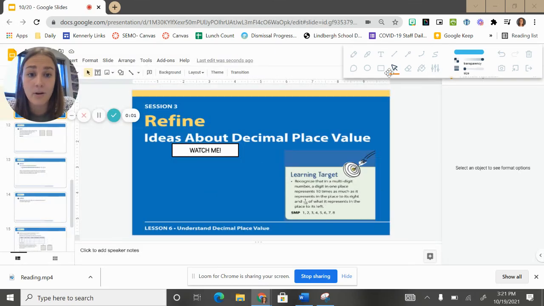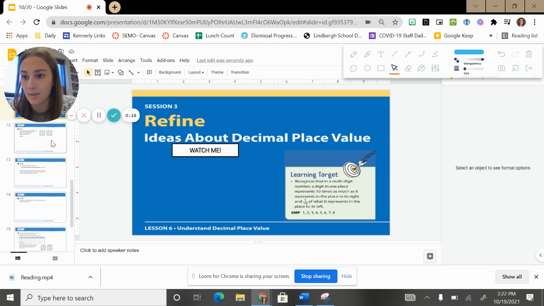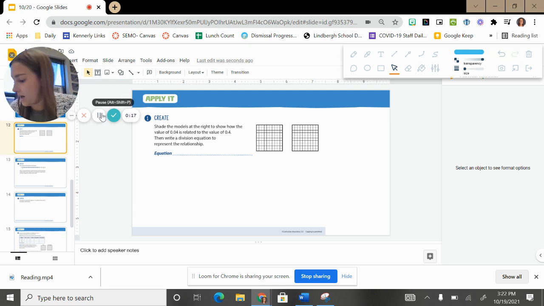Hi everyone, today we are going to be continuing learning about decimal place value. A lot of the problems you're doing today are very, very similar to what we have done the past 2 days. So today, the first problem we are going to be doing is on page 129. Please make sure you're on page 129 in your math book.